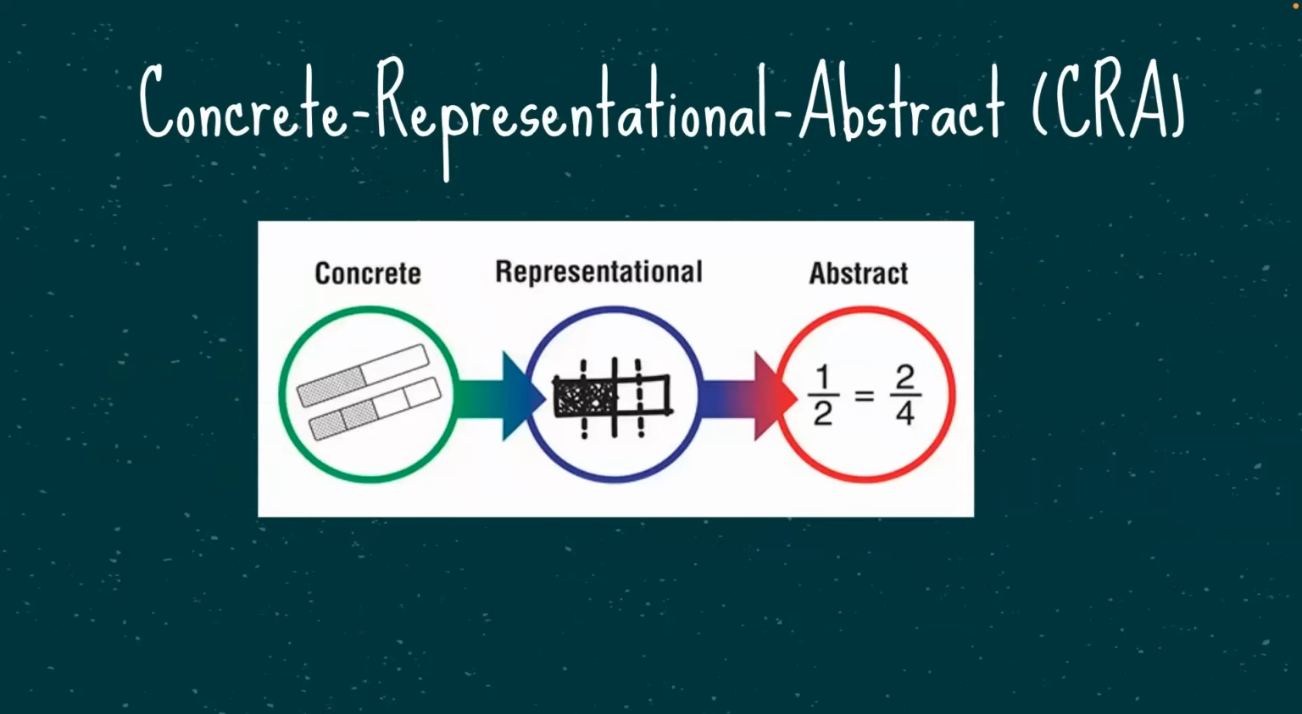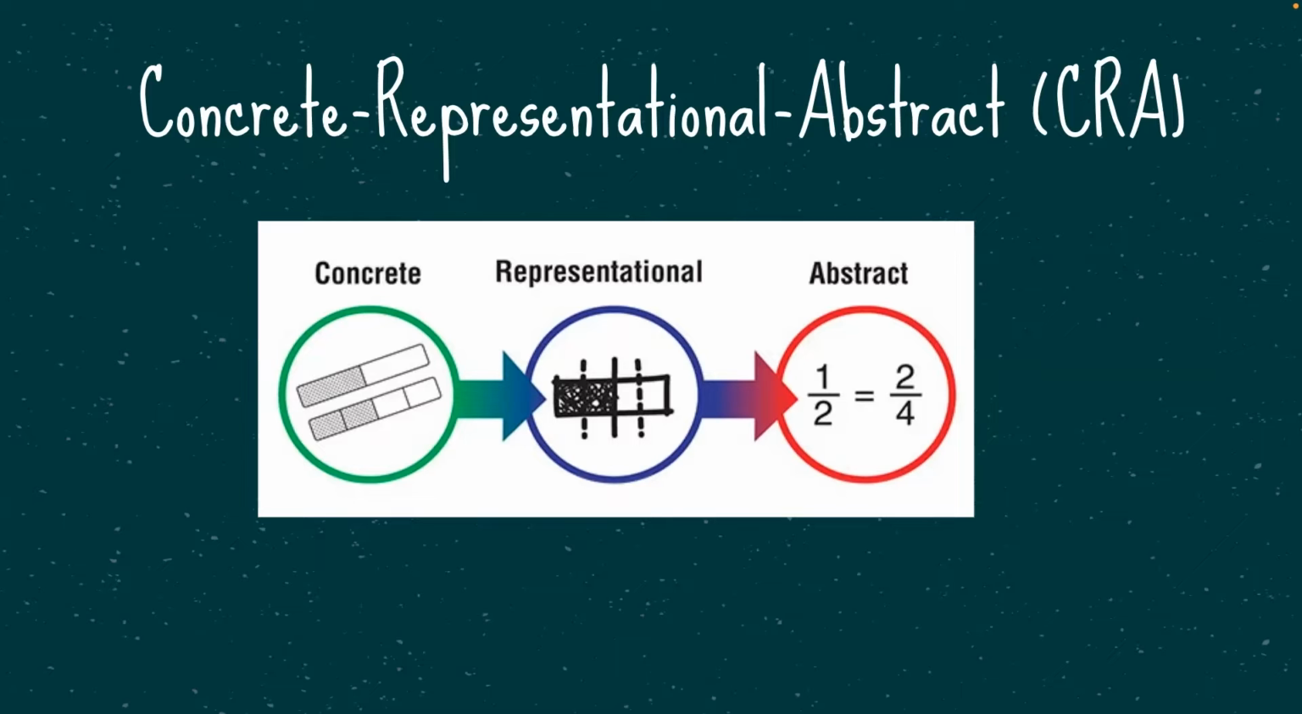CRA stands for Concrete, Representational, and Abstract. Concrete is the use of manipulatives that represent math concepts such as numbers and geometric shapes. Representational means drawings or pictures that represent concrete manipulatives. And abstract means the numbers and symbols we are used to seeing in math, such as numerals, plus signs, and so on. It's important to remember to always be connecting the concrete and representational to the abstract symbols and numbers.